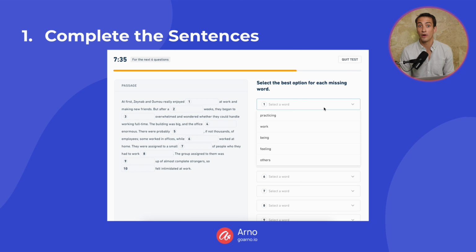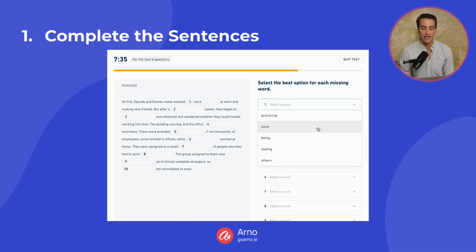A small thing to point out that's quite convenient, I find, is when you hover over any of these options on the test, it will automatically take whatever word you are hovering over and put it into the passage, which makes it easy to see that option in context. So you can read the entire sentence and see if the option makes sense. Okay, so a little tip there.